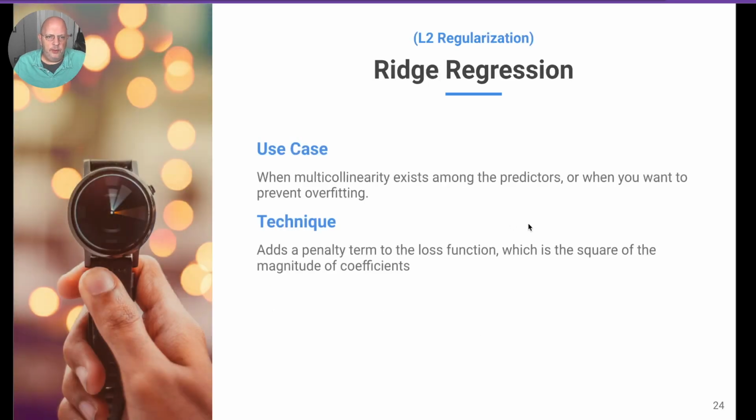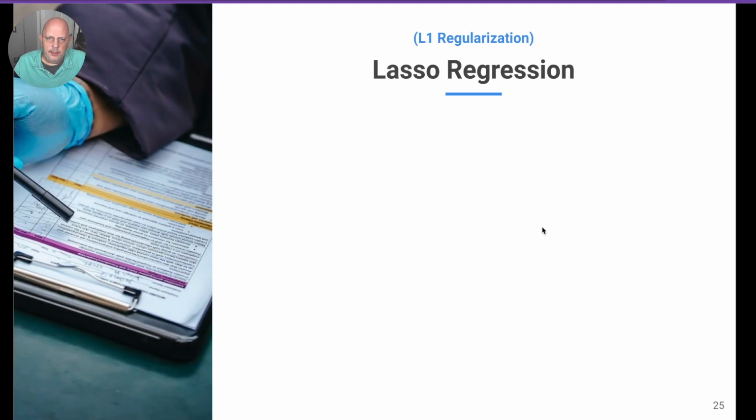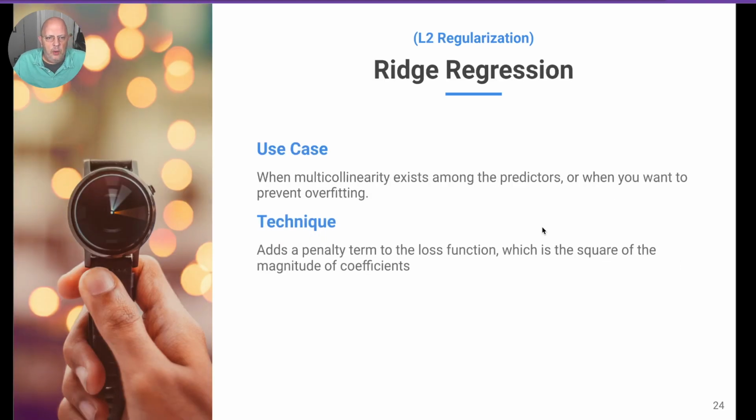Let's go to another one, ridge regression. So ridge regression is, is lasso next? Yeah, lasso is next. Ridge and lasso are relatively common, and they should be used probably more than they are.